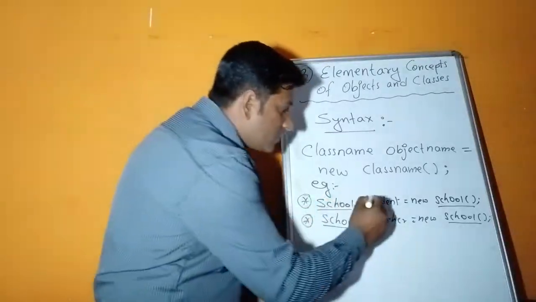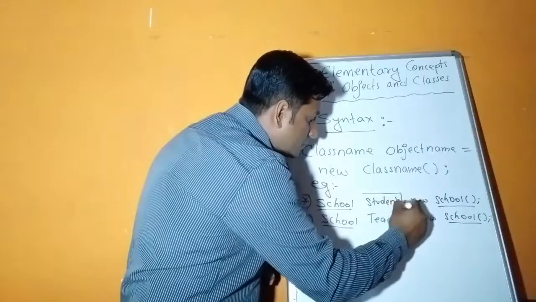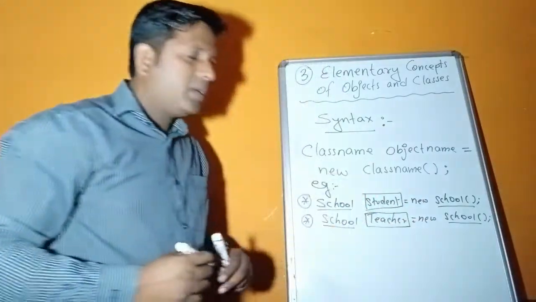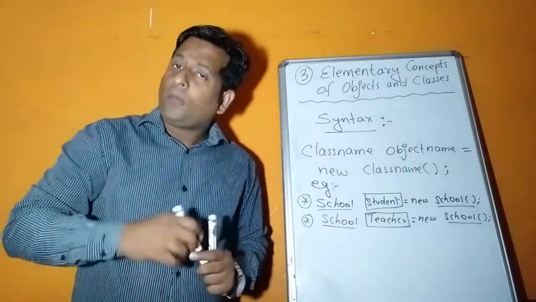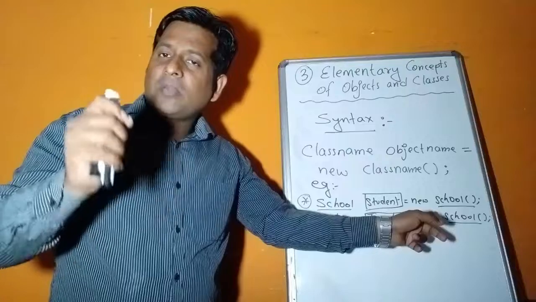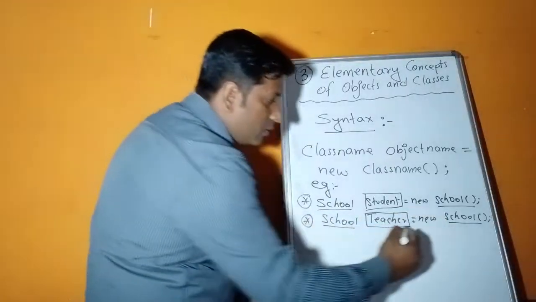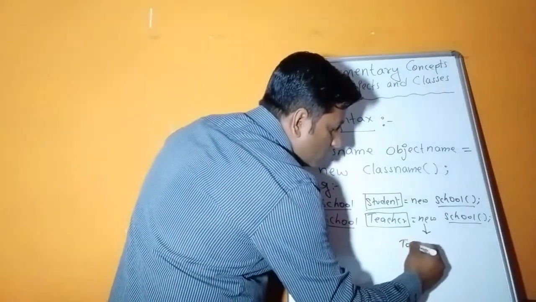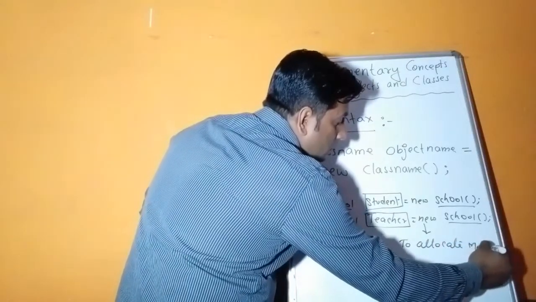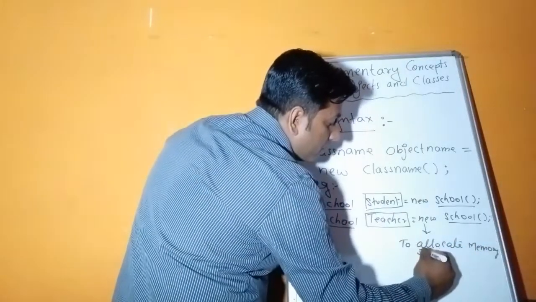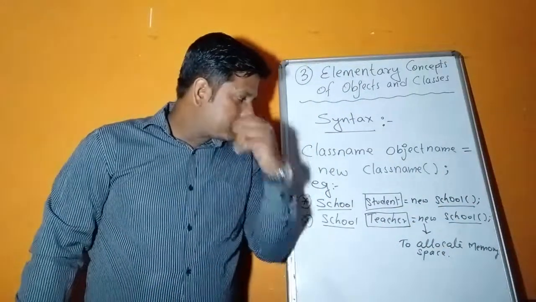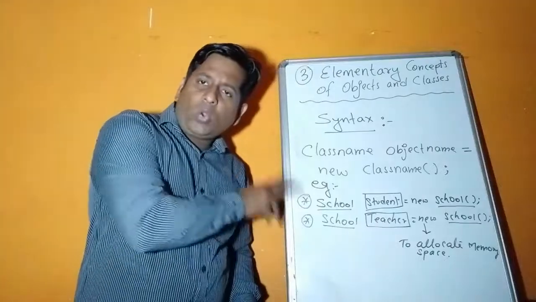And what does this student mean? As well as this teacher mean? They are user defined objects. And why do we need new? To allocate memory space. So children, from these two lines, what did you understand?